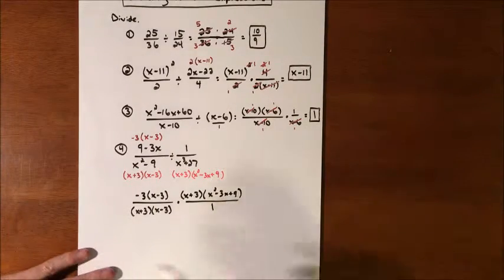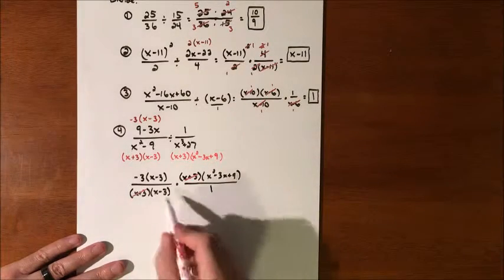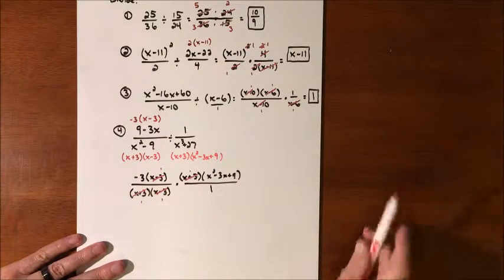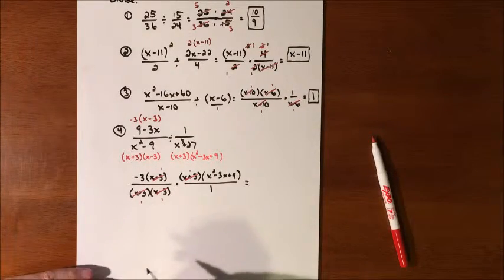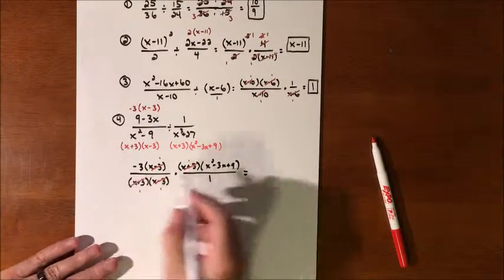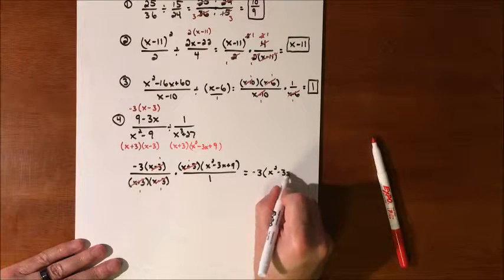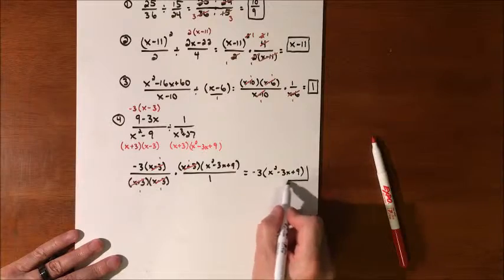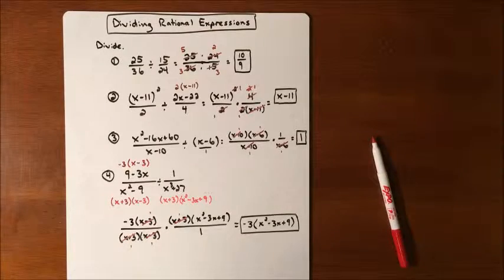So from here, what do I have in common on top and the bottom? I have x plus 3's that can cancel away. I have x minus 3's that can cancel away, become 1's. And I don't have anything really left in the denominator, so I'm not going to get a fraction anymore. It's going to be similar to these two where I don't have anything left in the denominator, and I have a negative 3 times x squared minus 3x plus 9. And if you want to distribute that in, you can, but you do not have to. All right, and that was dividing rational expressions.